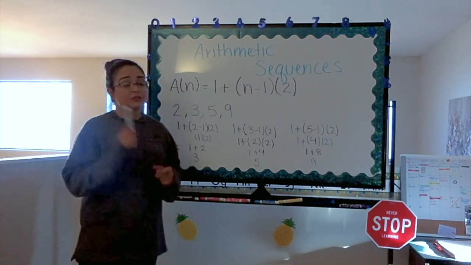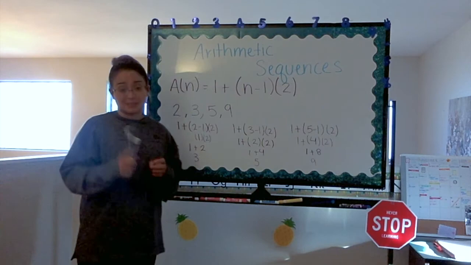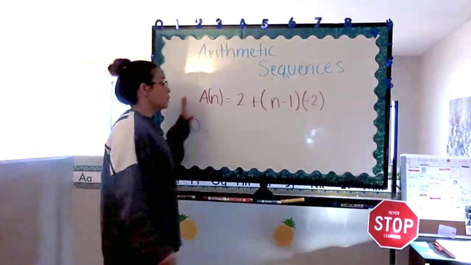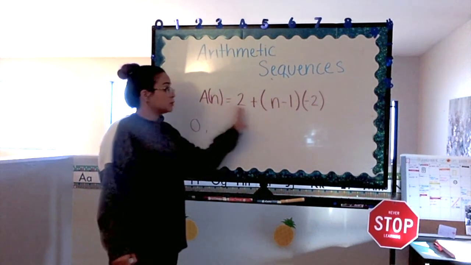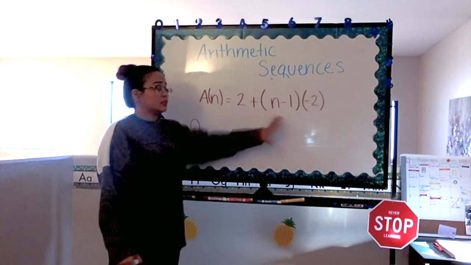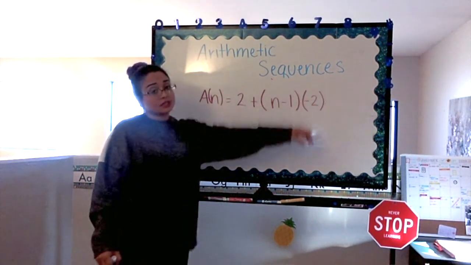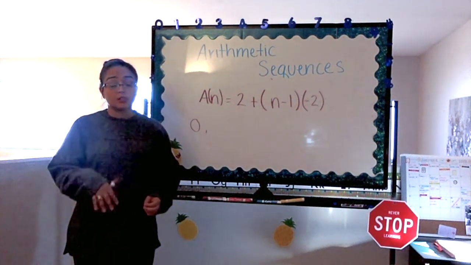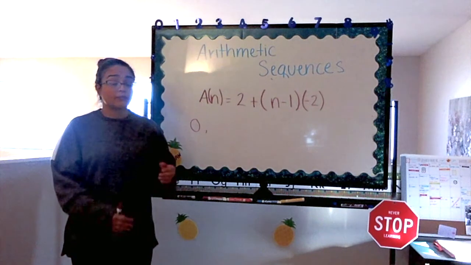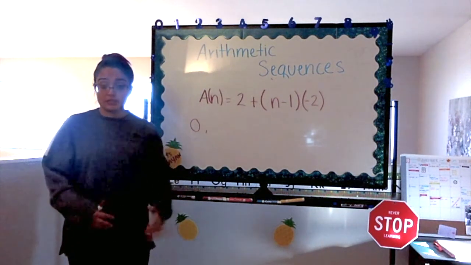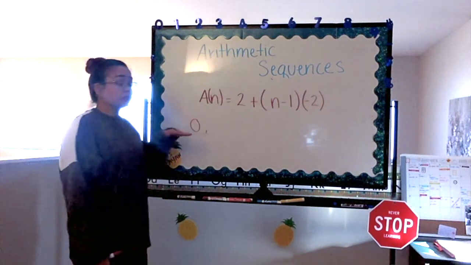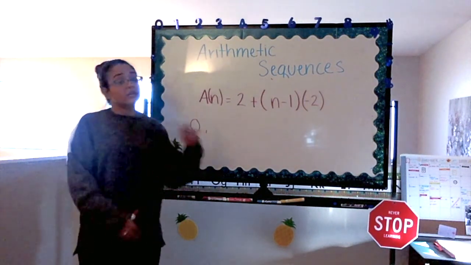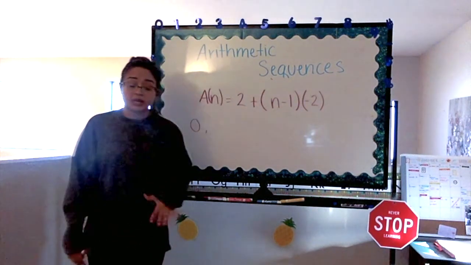So let me give you your assignment. The equation that you are given is 2 plus, in parentheses, n minus 1, times negative 2. That is the equation you're going to be using to figure out the following numbers in the sequence. Now, your sequence is going to begin with the number 0. Again, if you have any questions, don't hesitate to ask.